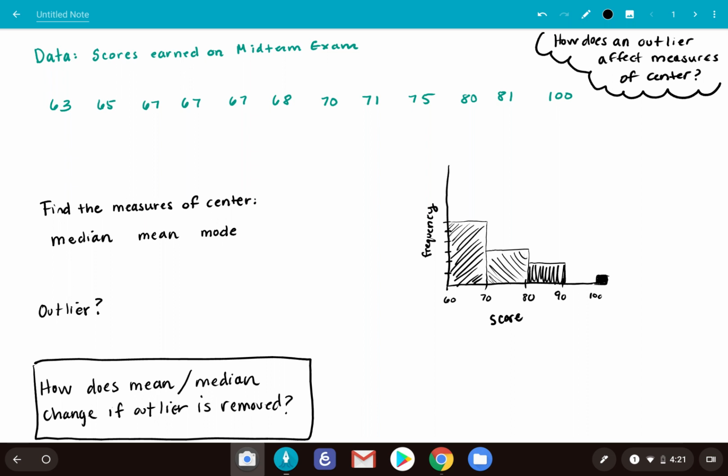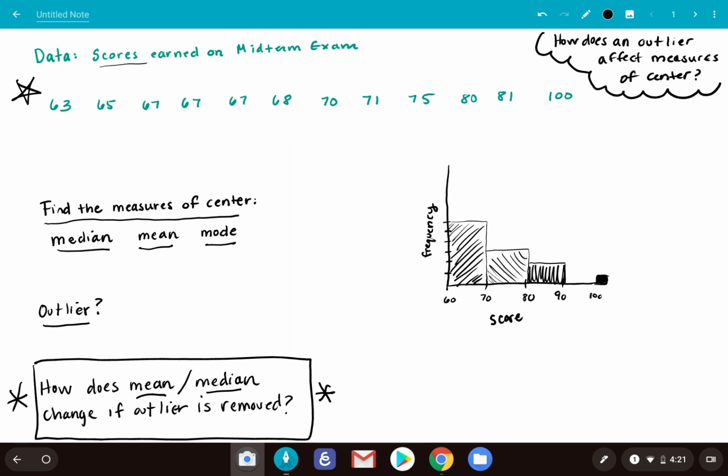In this video, I want to discuss, first of all, finding the measures of center that we've learned about, which are the median, the mean, and the mode, identifying any potential outliers, and then I also want to look at the main idea, which is how the mean and the median change if we remove the outlier once we identify it. So in order to do this, we're going to look at this data set.